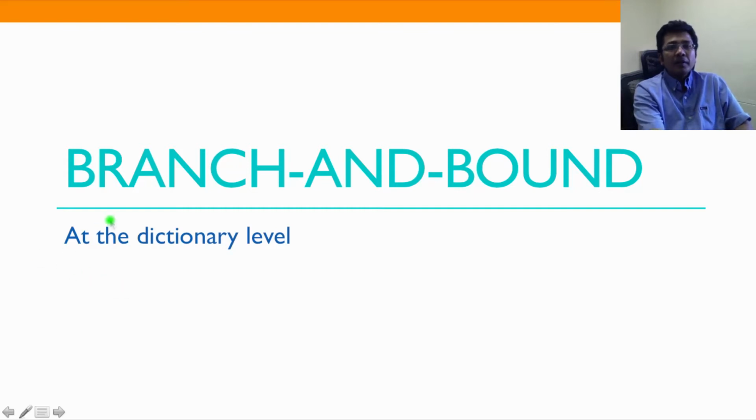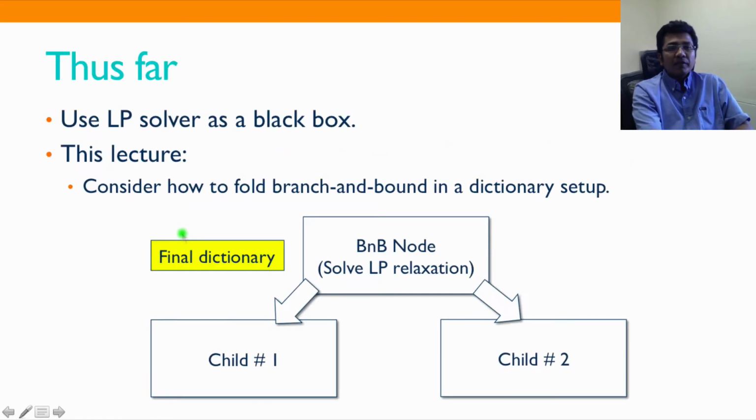So in this lecture, we are going to talk about how branch and bound works inside the setup of simplex at the dictionary level. Our overall goal is, thus far, we've been looking at using the LP solver as a black box. This is not too bad, but it redoes a lot of work, which we hope that we can save. And in this lecture, we are going to talk about how we can fold branch and bound better into a dictionary setup.